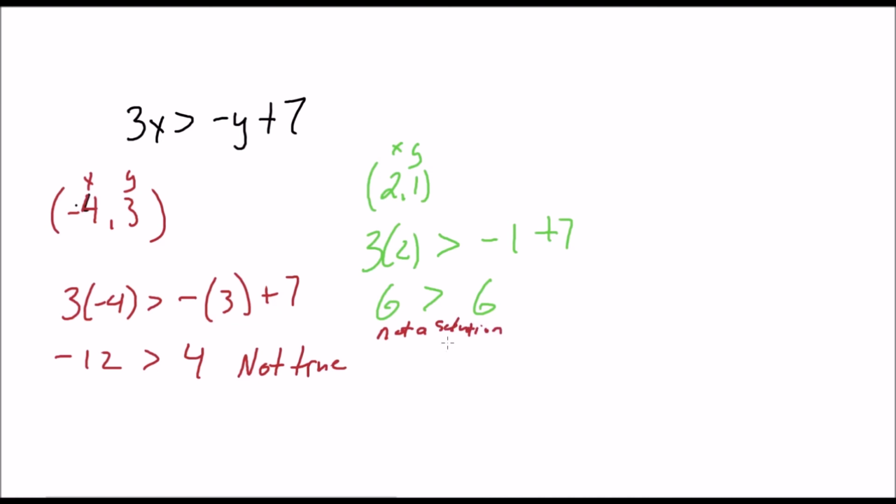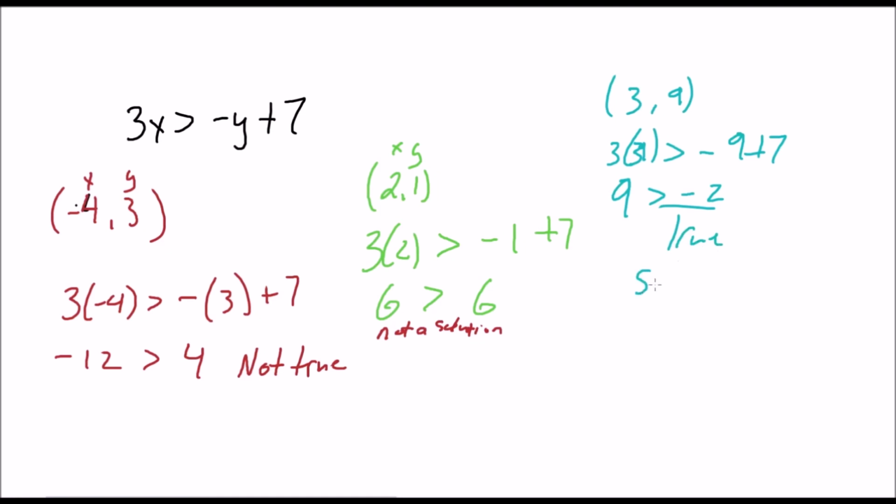Let's go on to our third point. We're running out of room, so hopefully this is it. We have the point 3, 9. So anywhere I see x, I'm going to plug in 3. So we're going to have 3 times 3. Jumping ahead here. 3 times 3 is greater than negative 9 plus 7. Oh, I'm going to have 9 here is greater than negative 2. That's true. This is a solution.